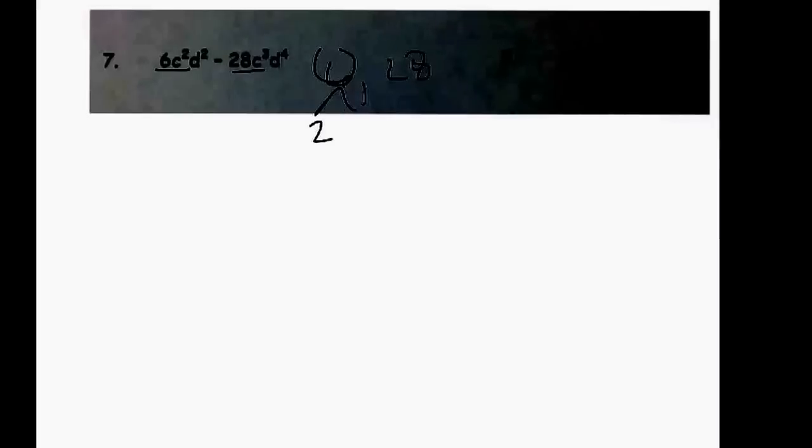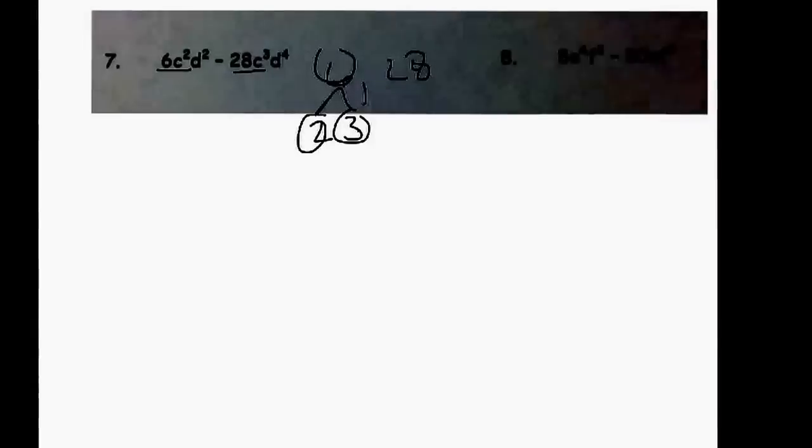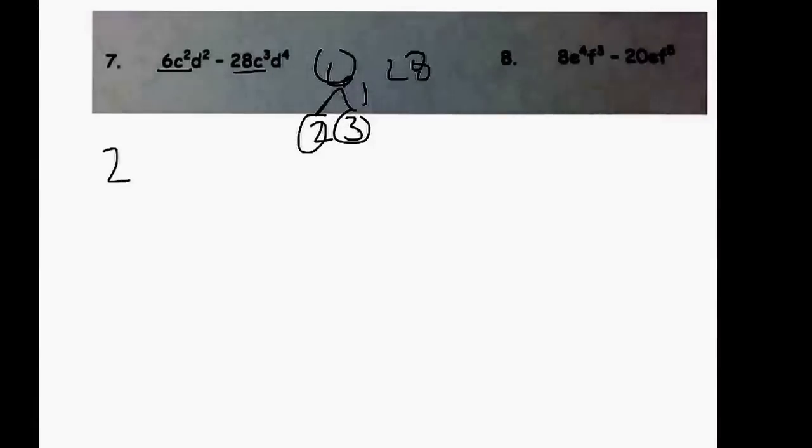Here we have 6 and 28. Will 28 go into them both? Nope. Will 3 go into them both? Nope. Will 2 go into them both? Yes. So 2 is your number GCF.